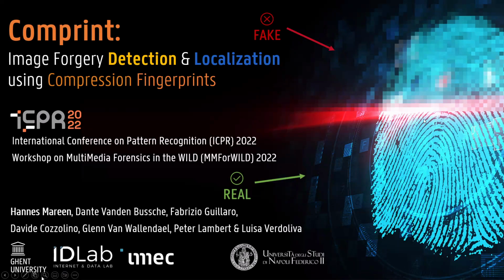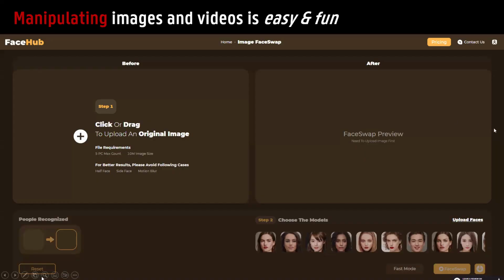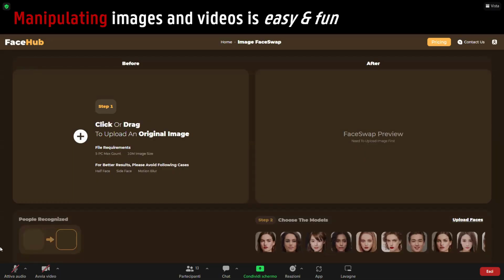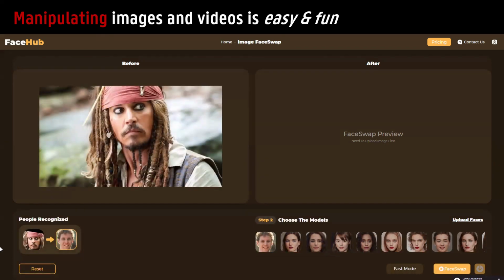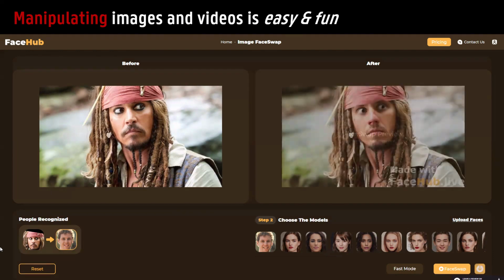As we all know, manipulating images and videos can be quite easy and fun. For example, using a website such as FaceHub, we can create a realistic face swap in just a few seconds and for free. So for example, here, we have the face of Captain Jack Sparrow of Pirates of the Caribbean, and we can simply change it to the face of somebody else, and we get quite realistic results very easily.